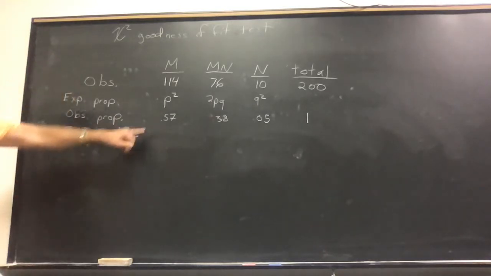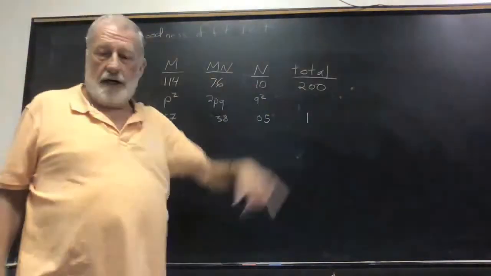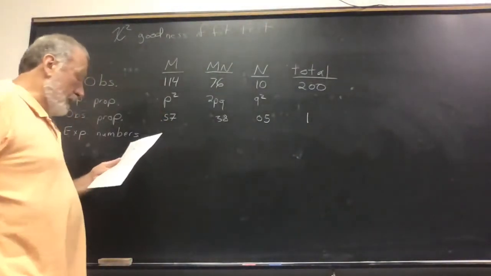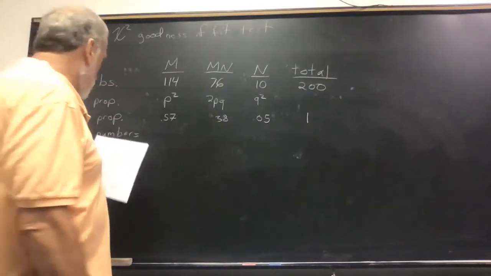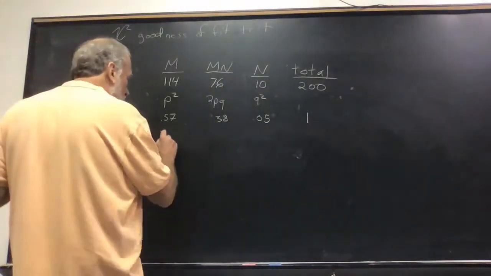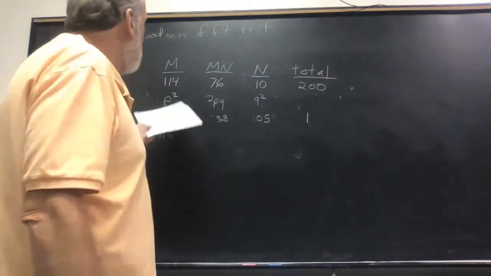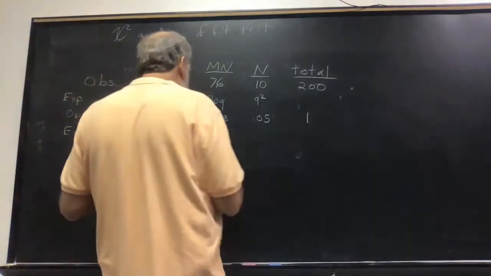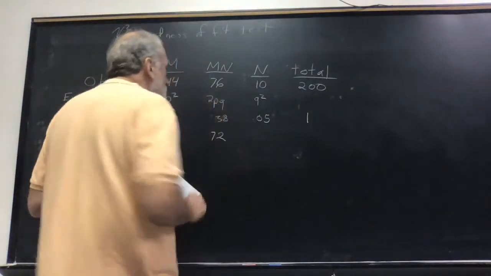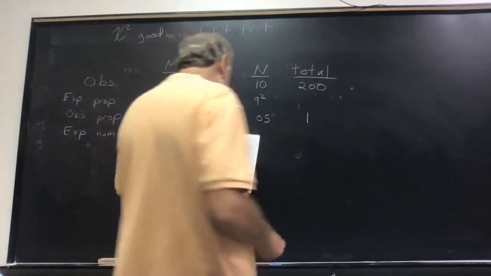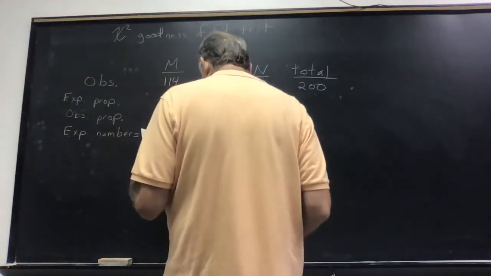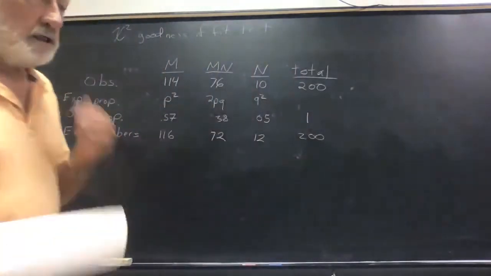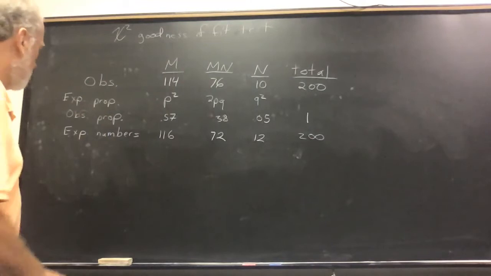So what we do here is multiply our genotype frequencies by the total. So 0.57 by the total gives us 116. I think it's okay to round these expected numbers too, but you don't have to. 72 there, and 12 there, and we make sure that they all add up to the correct amount in the data set. That's 200.